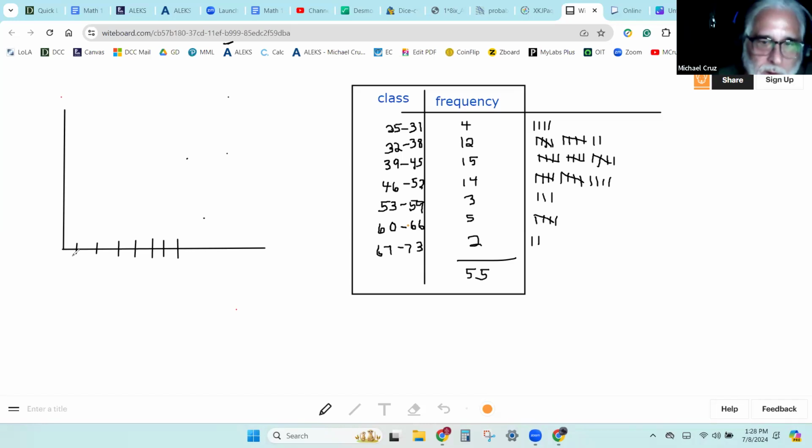So the way it works, it would be 25 on that end to 31. This would be your midpoint. Oh, back up. 32. 39. 46. 53. 60. And then 67.